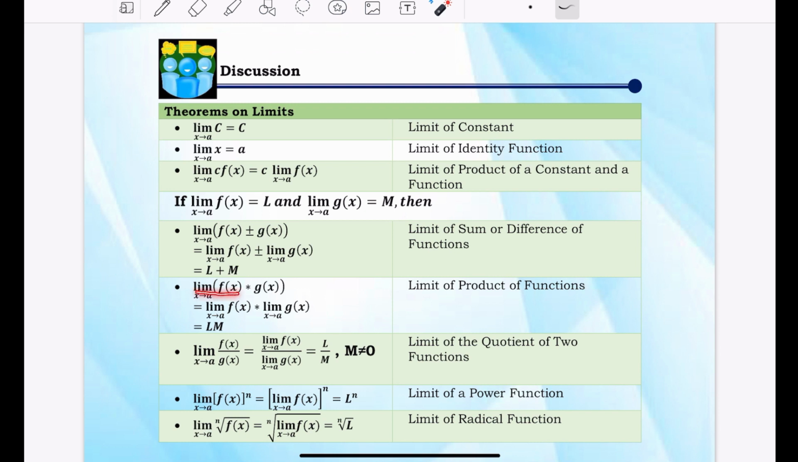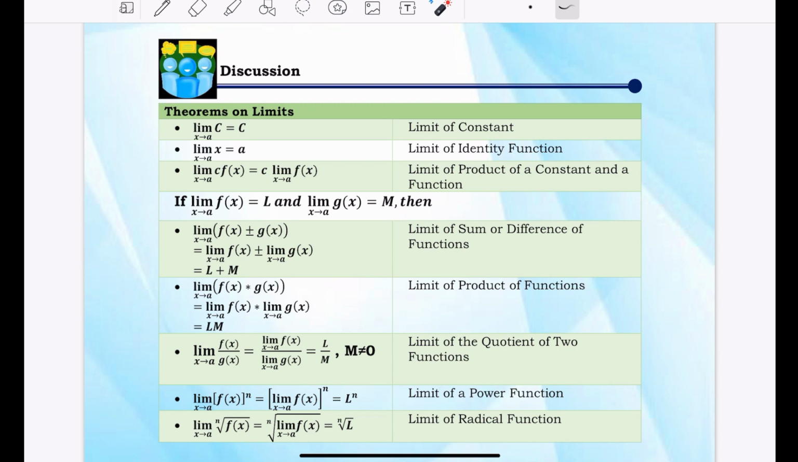The limit of f of x times g of x where x approaches a is equal to the limit of f of x where x approaches a times the limit of g of x where x approaches a. Since the limit of f of x is equal to L, and the limit of g of x is equal to m, this is equal to the product of L and m. That is the limit of a product of functions.